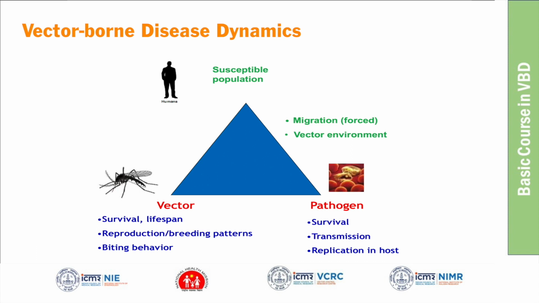There are many factors involved in the vectors, which play a major role for their survival. That is the microclimatic conditions, which I talked about last week. The lifespan of the vectors should be more than the extrinsic incubation period for the transmission to happen. And also the reproduction, depending on the blood feed, and then egg laying, the gonotrophic cycle which happens, and then the breeding patterns.